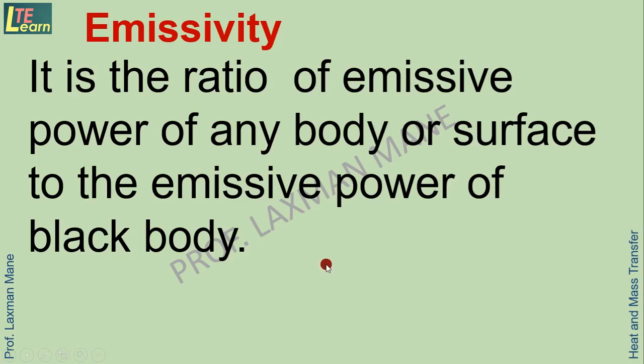Emissivity, it is the ratio of emissive power of any body or surface to the emissive power of black body. Black body is a body which absorbs thermal radiation totally. So emissivity is mathematically written with the symbol epsilon = E/EB. E is the emissive power of any body, EB is the emissive power of black body.